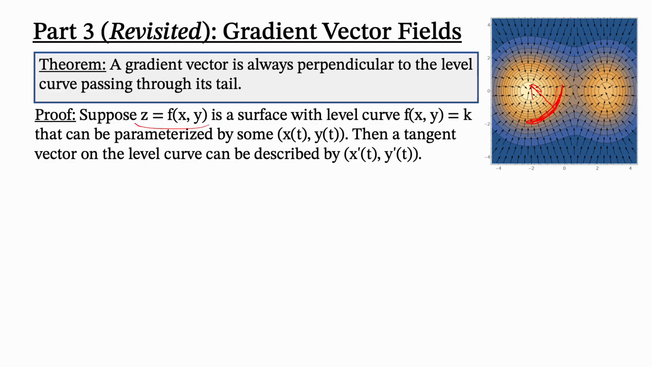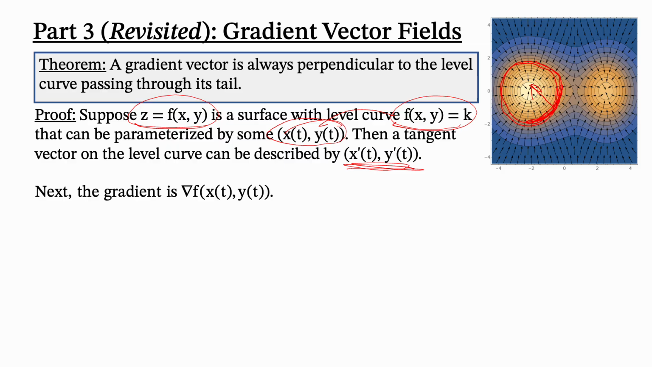So suppose we have z equals f of x,y, a surface, and a level curve that you would determine by setting f of x,y equal to some constant k. And let's say that that level curve can be parameterized as some x of t, y of t. So, imagine that we had one of these level curves and we were able to parameterize it as some x of t, y of t. We could use that to find a tangent vector to our level curve, x prime of t, y prime of t. You can see I'm already getting the pieces of a chain rule here, right?